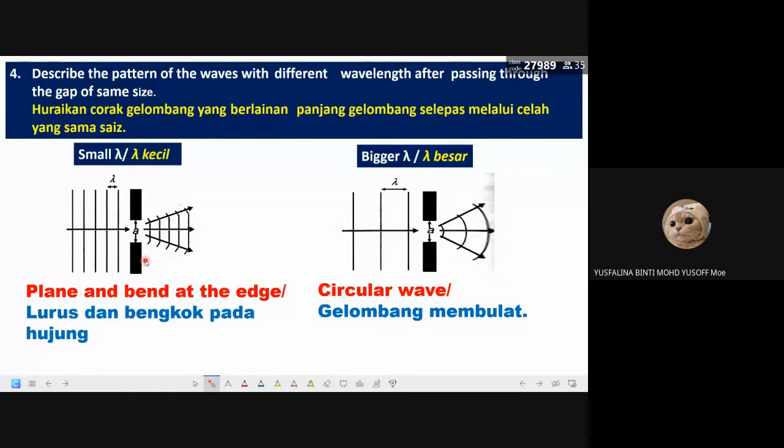So here we already know that the first factor is the size of the gap: the smaller the size of the gap, the more obvious the effect of the diffraction. The second one is the size of the barrier: the smaller the size of the barrier, the more obvious the effect of the diffraction. The third one is the wavelength: the bigger the wavelength, the more obvious the effect of the diffraction.